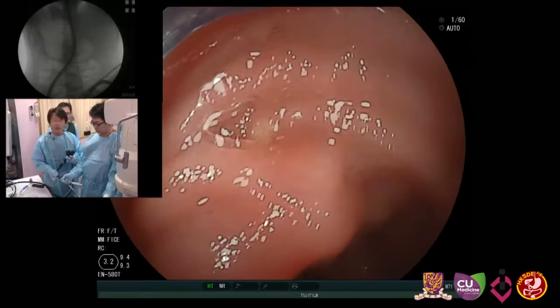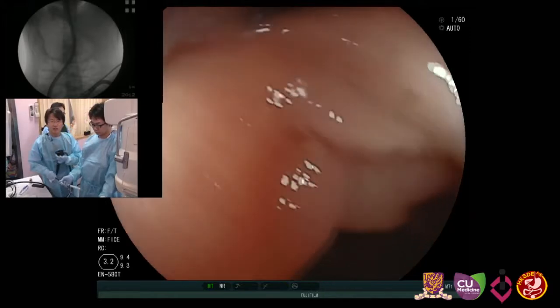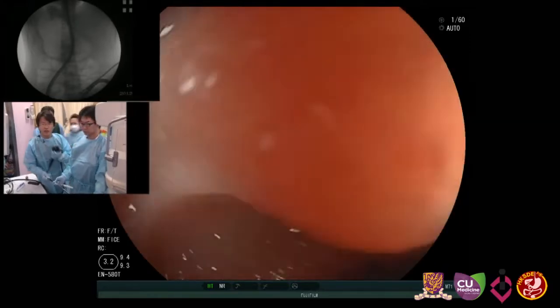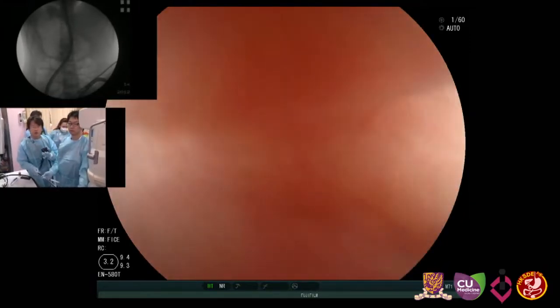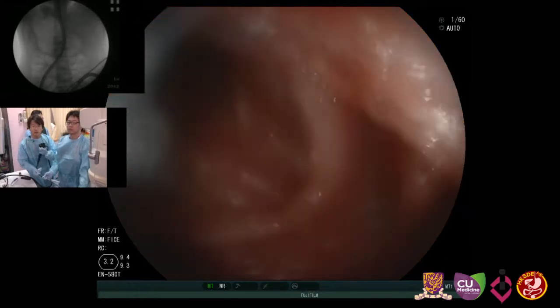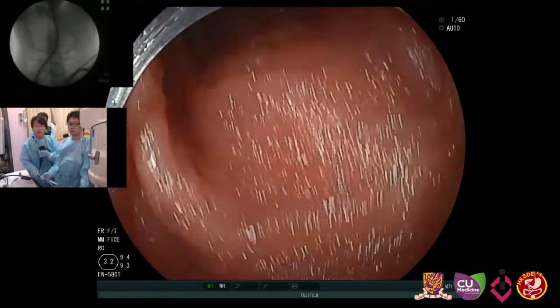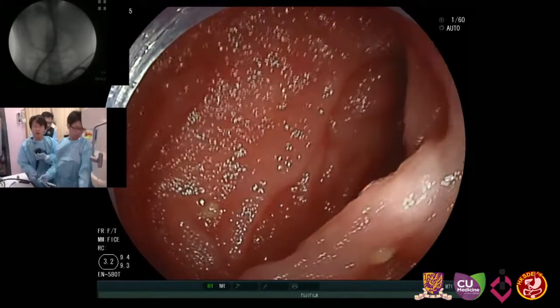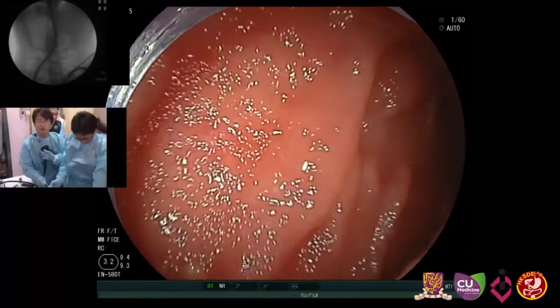In that case, I don't pull too much and keep the curve and go in. Okay. How's the progress? Oh, the progress is okay. Because of the adhesion, this is not an easy patient.